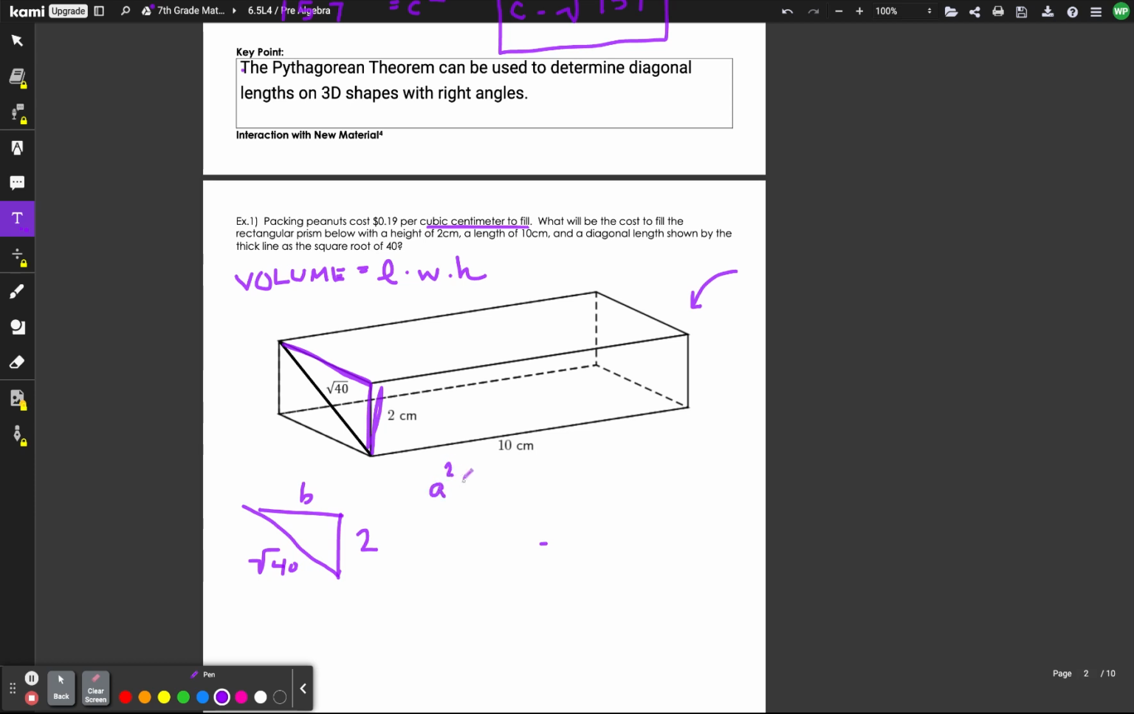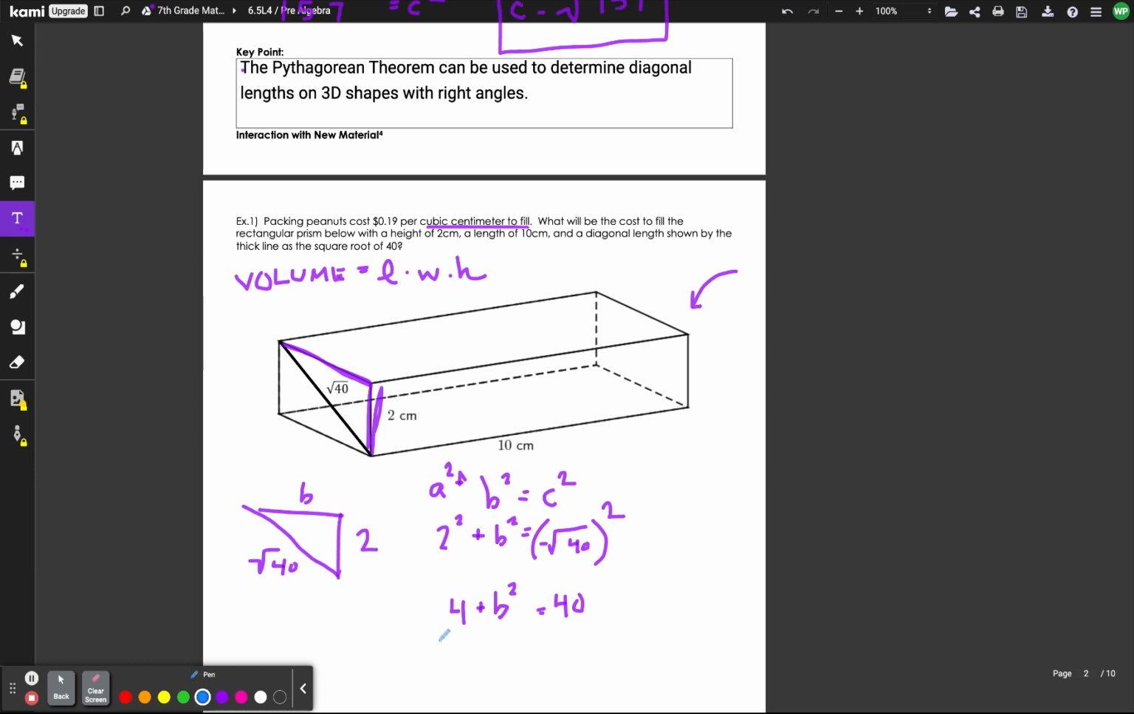A squared plus B squared equals C squared, where A squared is equal to 2. So that's going to be 2 squared. We don't know what B squared is. And that's going to be equal to the square root of 40 squared. And when we just do the square root of 40 squared, well, that's going to get rid of our square root. So this is just going to be equal to 40. B squared is still B squared. We don't know what that is yet. And 2 squared is equal to 4.